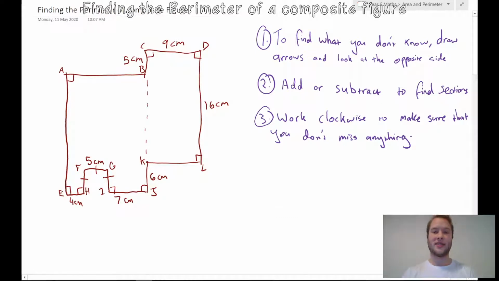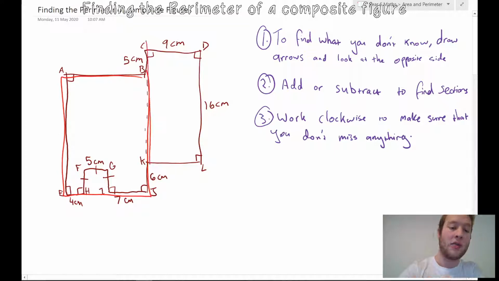Hi everyone, in this video I'm going to be showing you how to find the perimeter of composite figures. A composite figure is when we have multiple shapes put together. So I have some rectangles here, so I've got one rectangle added with this rectangle here.